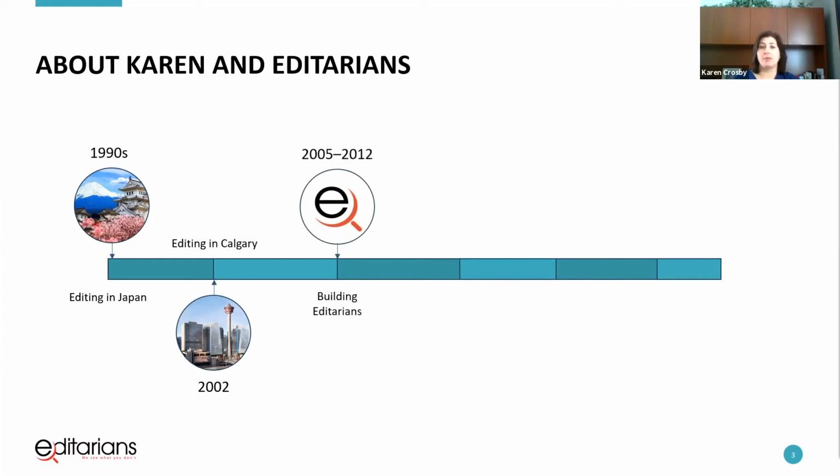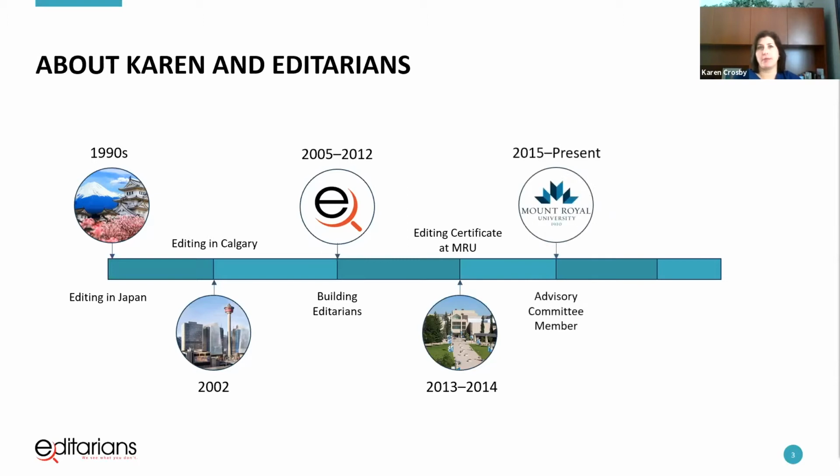I hired other team members, joined the Better Business Bureau, and became a member of Editors Canada. Editors Canada promotes professional editing across the country and currently has over 1,300 members. From 2013 to 2014, I completed Mount Royal University's Professional Editing Certificate. I already knew how to edit, of course, but I wanted to see how a school went about teaching a person to edit. And the following semester, I joined its program advisory committee. Most recently, I have begun mentoring new editors with Editors Canada.